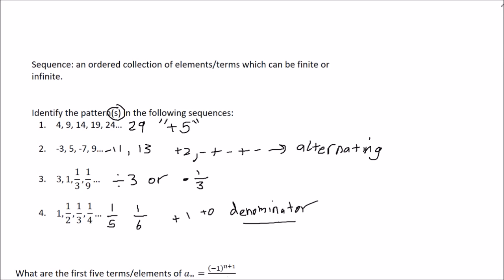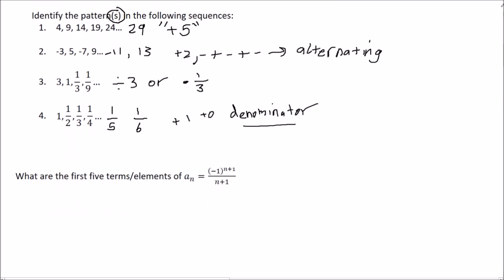Where this is going to be heading is rather than having to write out a whole bunch of words, we're going to write out an algebraic rule to describe the pattern. Okay, so that's what we'll be doing in just a minute. Before we get there, we need to realize that we can write these as an algebraic rule. And so here's our first example of a sequence rule. Okay, what are the first 5 terms or elements of the sequence?